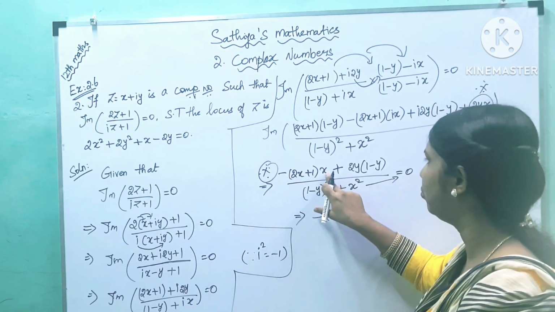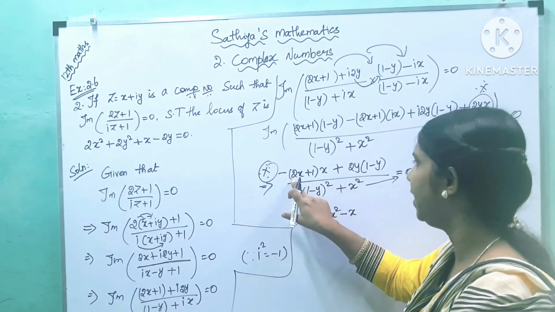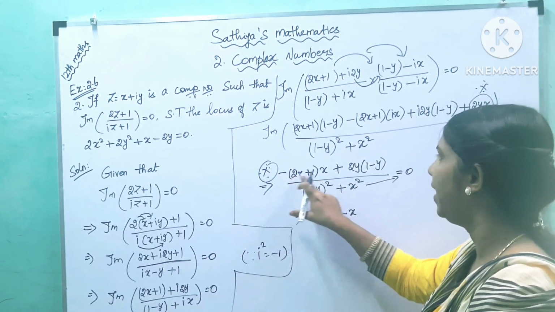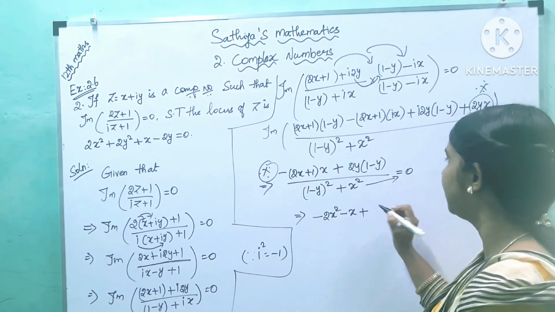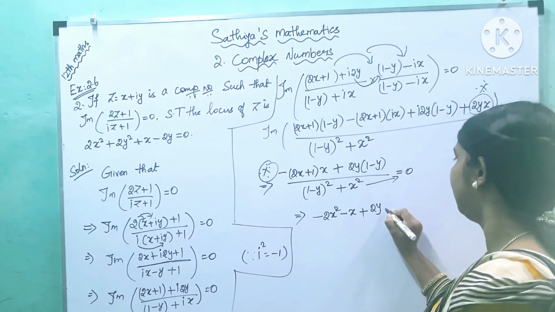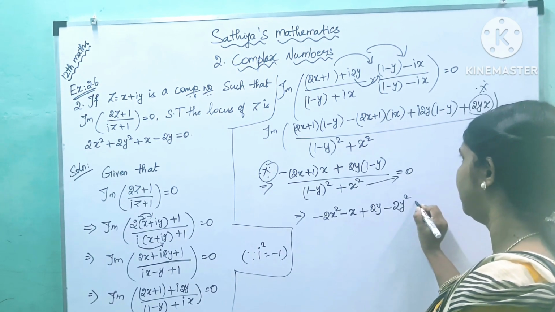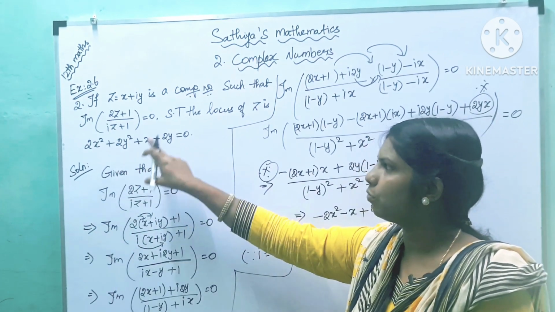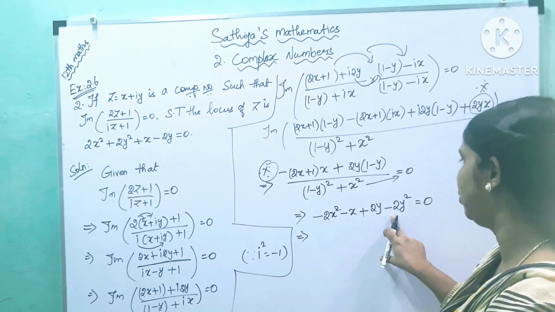Here there is minus and x. So I multiply minus x inside term by term. Minus x into 2x is minus 2x square. Minus x into plus 1 is minus x, plus 2y into plus 1 is 2y, plus into minus 2y into y is minus 2y square, equal to 0. What we want is plus 2x square plus 2y square. Here we have minus 2x square minus 2y square.